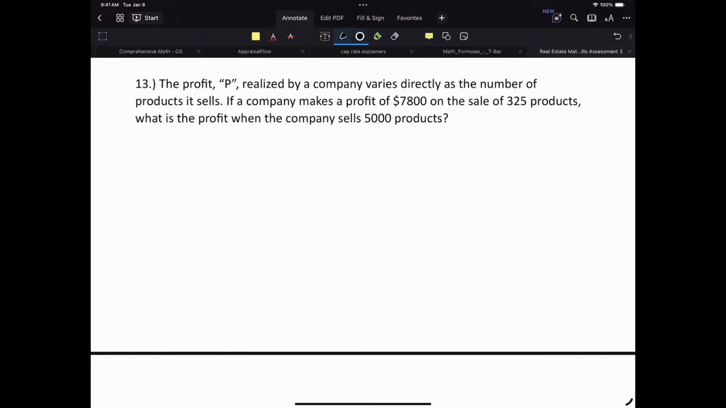All right, the profit P realized by a company varies directly as the number of products it sells. If a company makes a profit of $7,800 on the sale of 325 products, what is the profit when the company sells 5,000 products?